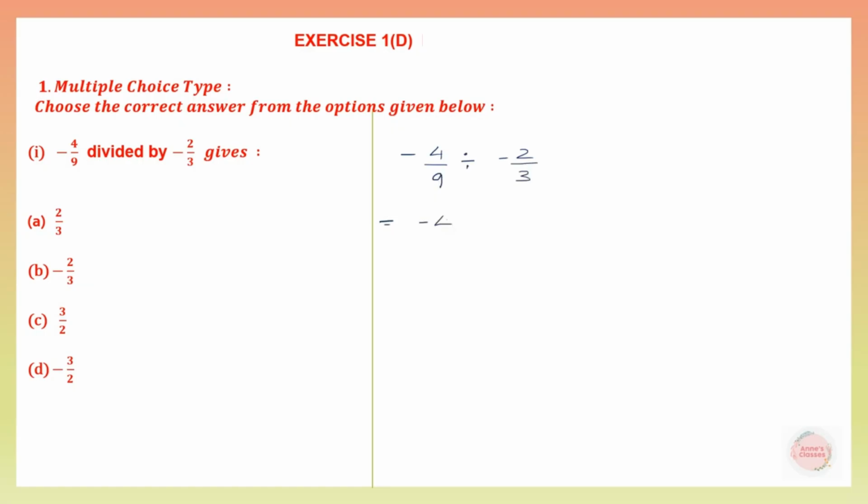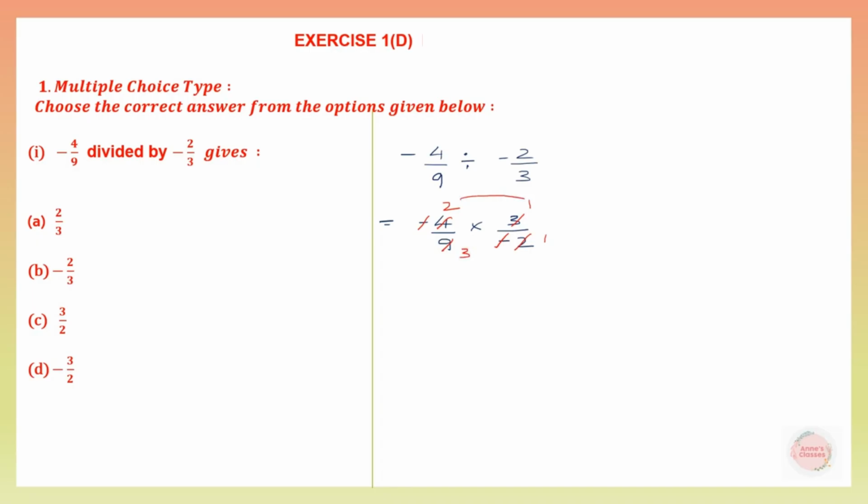We write the first rational number as it is. Minus 4 by 9. Division changes to multiplication and we write the reciprocal of the second one. That is 3 by minus 2. Then we cancel what we can. We can cancel the minus signs. We can cancel 4 and 2 both by 2. 2 ones are 2 and 2 twos are 4. We can cancel 3 and 9 also. 3 ones are 3, 3 threes are 9.